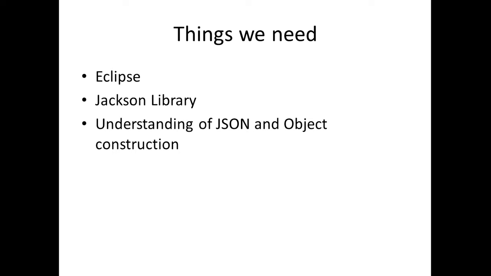Now, what I want to do in this video is show you how to convert objects to JSON from the ground up. And there's a few things that we need. We're going to be using the Eclipse IDE. We're also going to be using the JSON library, and the JSON library is just a library that's going to help us convert objects to JSON, and it also helps us convert JSON back to objects. Another thing that we need is just a full understanding of JSON and how they relate to an object's construction.